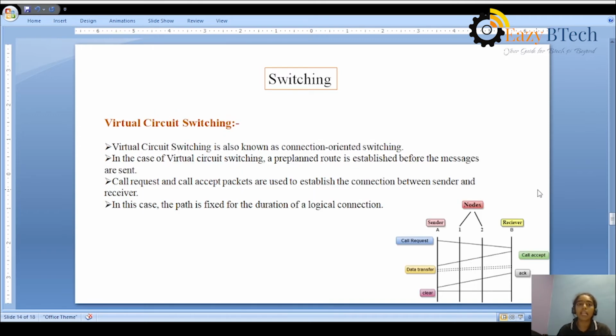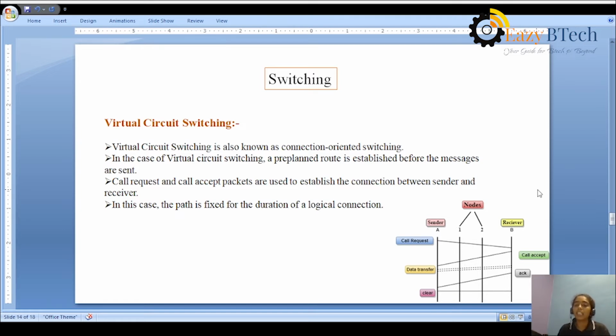Virtual circuit switching is a connection oriented switching. In virtual circuit switching, a pre-planned route is established before the messages are sent, so only one route is established. Connection oriented means only one route, while connectionless means we have different possible routes to send data from source to destination. Call request and call accept packets are used to establish the connection between sender and receiver. In this case, the path is fixed for the duration of the logical connection.